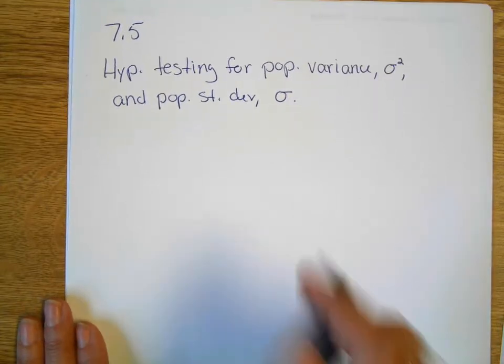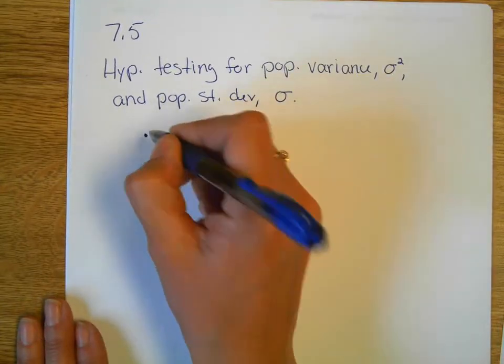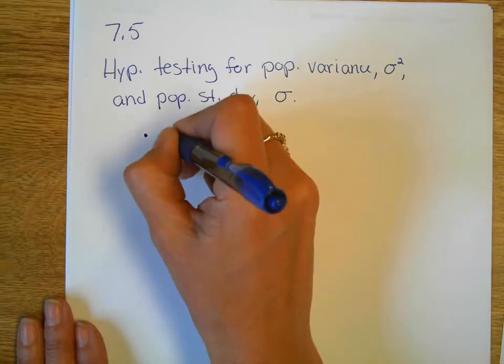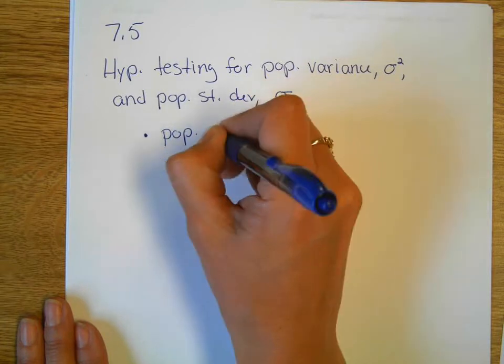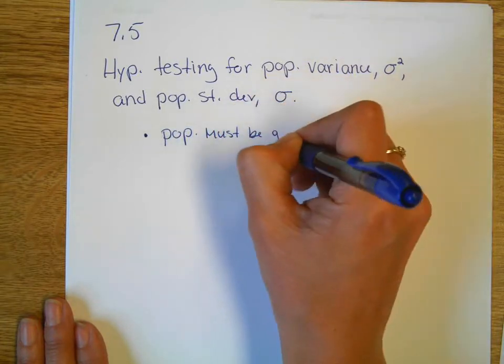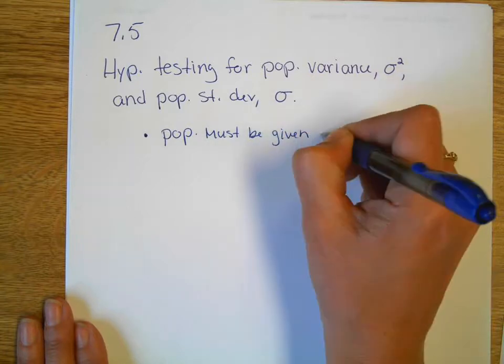Okay, the things to know here. They have to tell you that the population is normally distributed. Population must be given as normal.